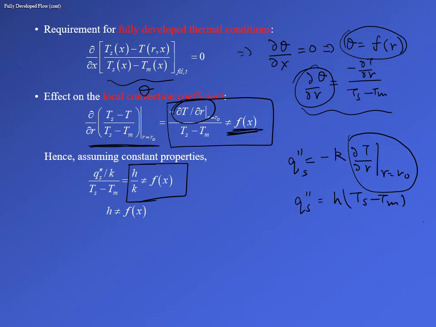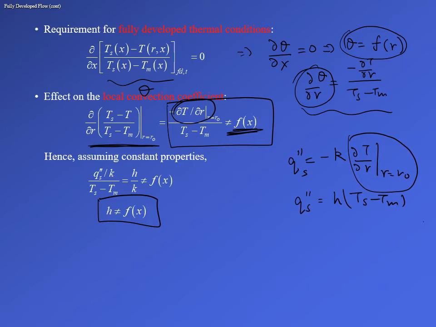So the whole summary here is that your h is not a function of x. And that is not a very trivial idea, because in external flows, what we learned was that as the boundary layer develops, the h value becomes smaller. We are still talking about the laminar region here. So the h becomes smaller and smaller, but here that is not the case. H is a constant, in the fully developed region, of course.